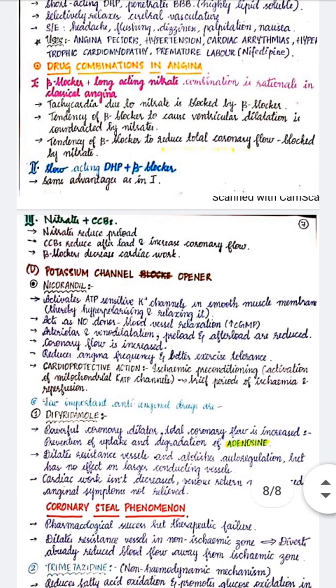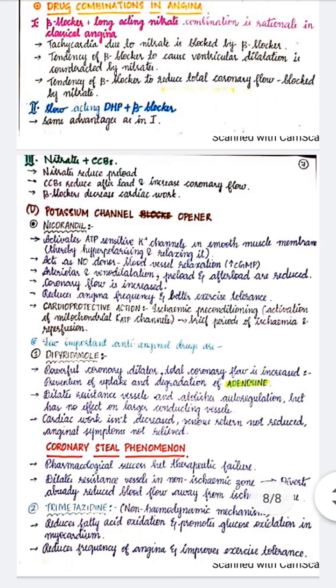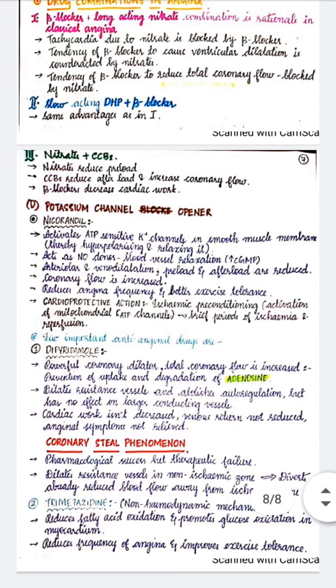The second combination is of a slow-acting DHP with beta blocker. It has got the same advantages as the above combination. Now the third combination is nitrates along with calcium channel blockers. Nitrates can reduce the preload, whereas calcium channel blockers reduce afterload as well as increase the coronary flow. The beta blockers will help reduce cardiac work as well.